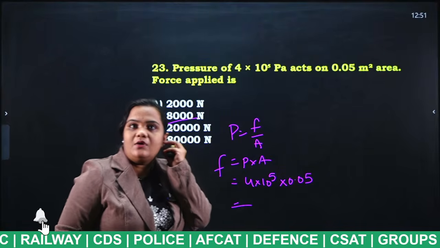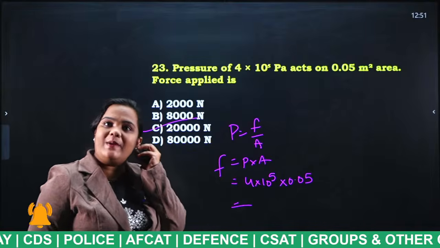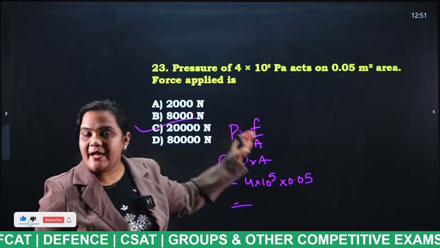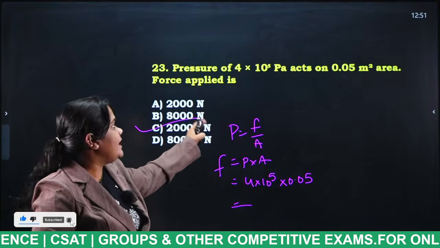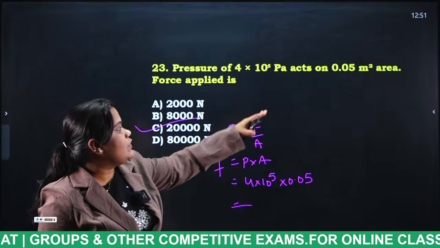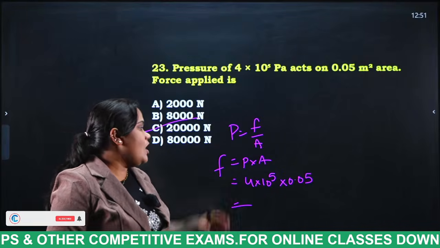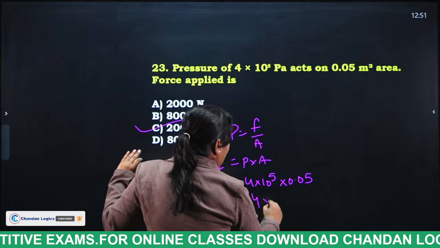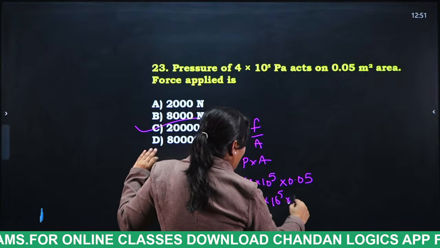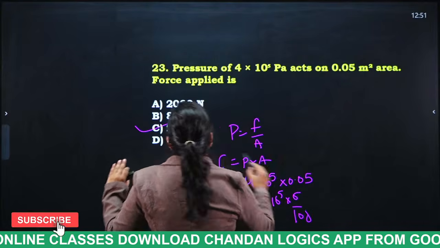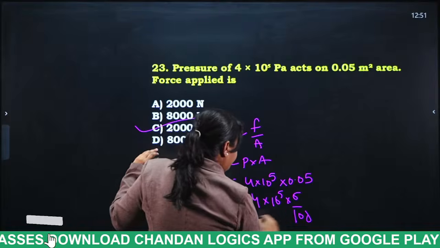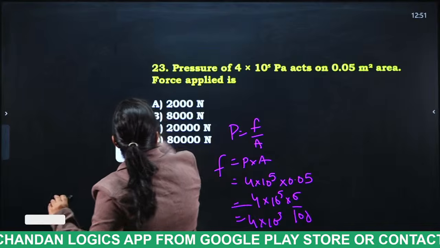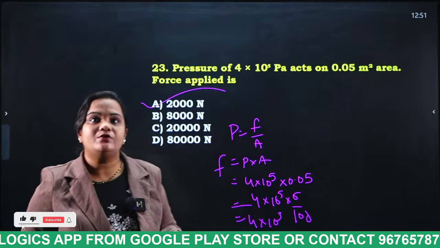Okay, pressure is nothing but force by area. From this we get force is equal to pressure into area. Pressure is given as 4 into 10 power 5 pascals into 0.05. If you solve this, you will get, wait a minute. So 4 into 10 power 5 into 5 by 100. So that is 4 into 10 cube. 2000 newtons is the answer.